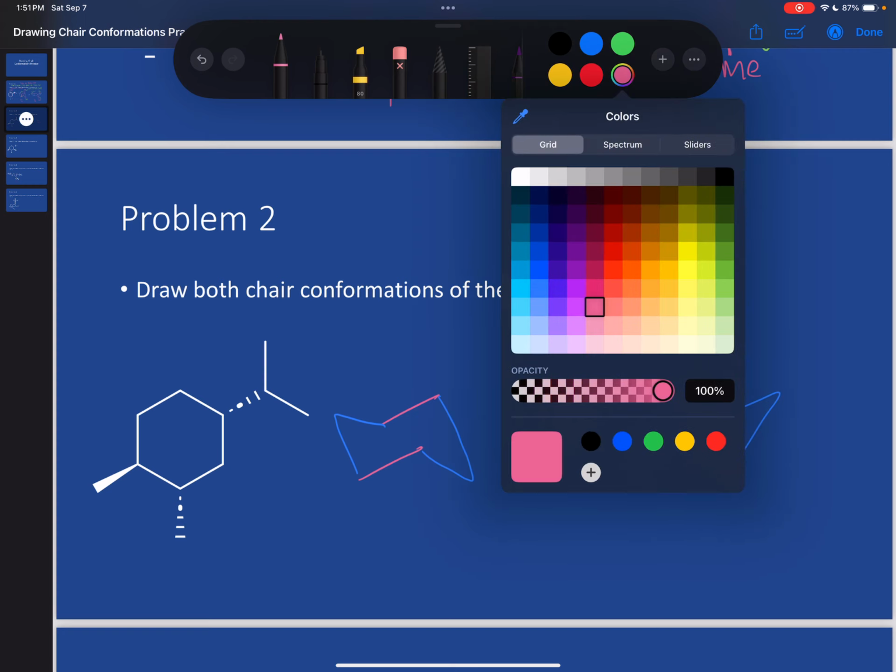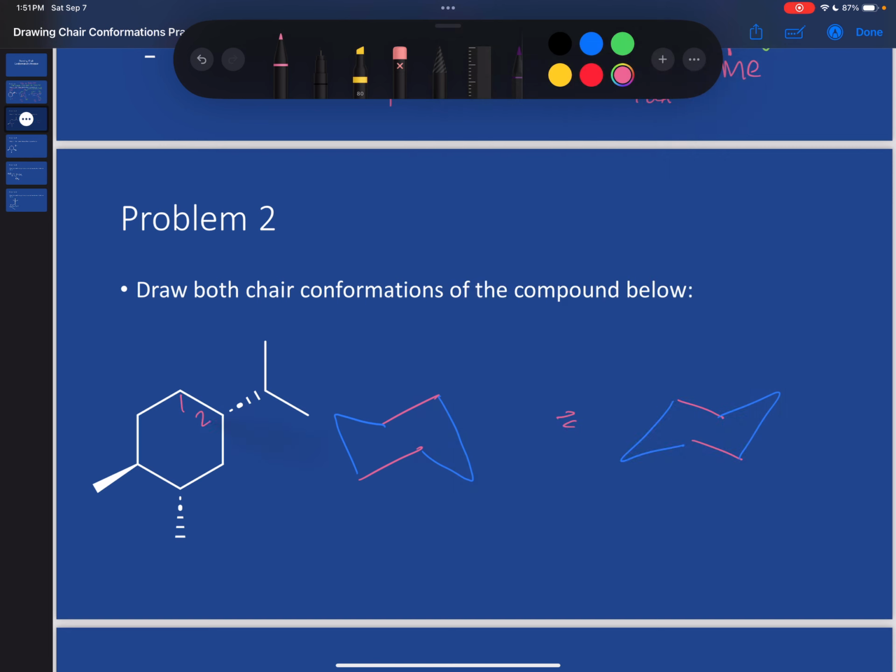So just like before, I'm going to number my ring. And again, I'm not properly naming this for IUPAC because I'm not trying to name it, so it doesn't matter how I number. Then I'm going to number my chairs, excuse me, to where I have consistent numbering, like so. All right, so let's get started.